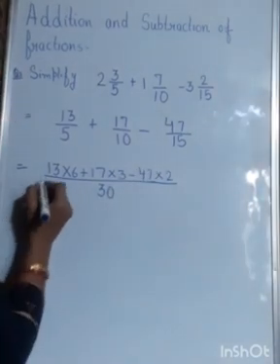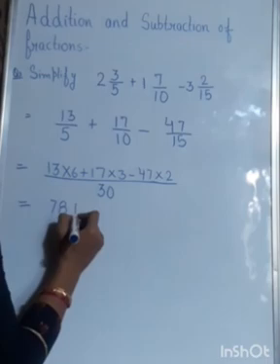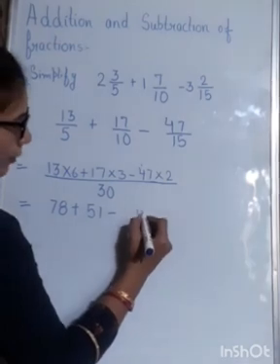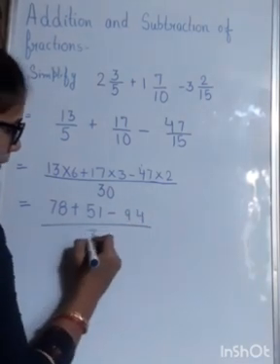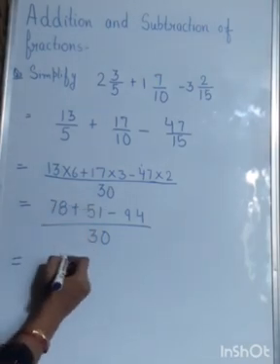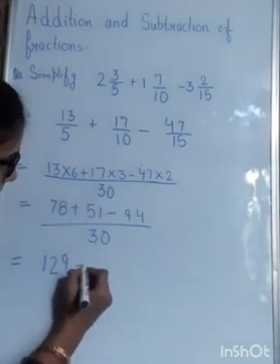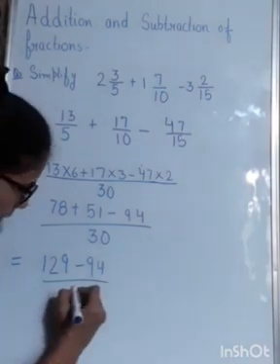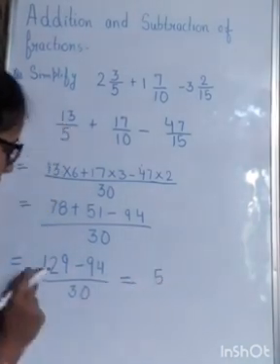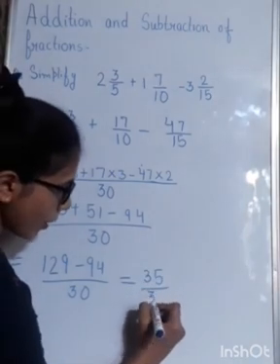Clear? Now you have to multiply. 13 6s are 78, plus 17 3s are 51, minus 2 7s are 14, and 2 4s are 8 plus 1 9. It is 94 upon 30. Clear? Now you have to solve these first. So your 8 plus 1 9, and 7 plus 5 will be your 12. Clear? Minus 94 upon 30. Clear? Now you have to subtract. 9 minus 4 will be 5, and 12 minus 9 will be 3, and that is coming your 35 upon 30.